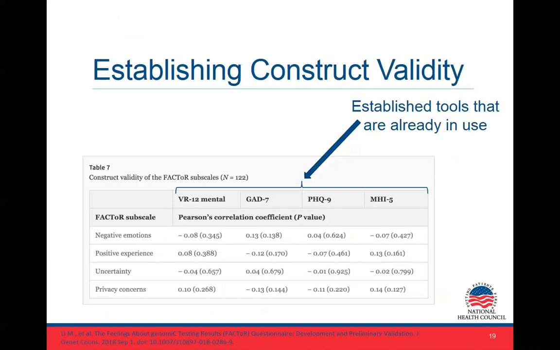Look at the bottom where it says privacy concerns: 0.268, 0.144, 0.220, 0.127. Those numbers are lower, indicating that there's a lower correlation there. We should have expected that lower correlation, and it should have been something that we thought we would see if we did this comparison. This is one way of establishing construct validity, and one of the kinds of tests that would be done.